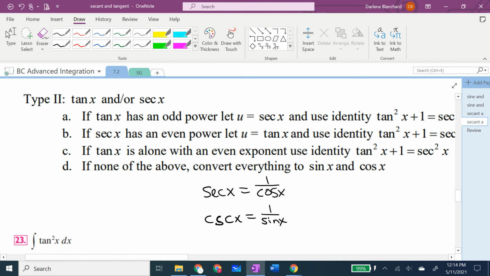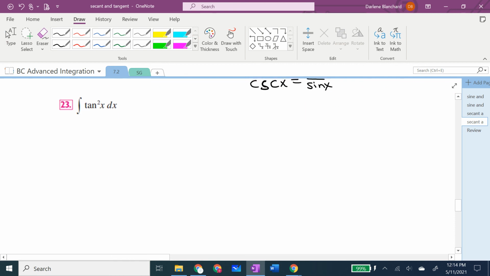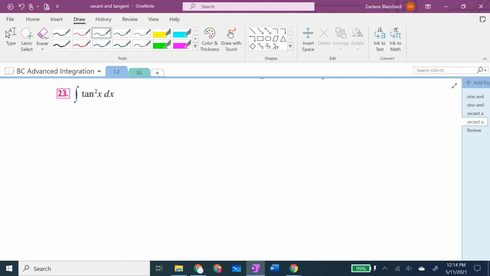Now, I pulled this one out of the homework assignment. And if you ever see tangent to an even power, you don't want to see tangent to an even power. So change it. If it has an even power, it can be changed through the Pythagorean identity. What is tangent squared replaced with if I use that Pythagorean identity?